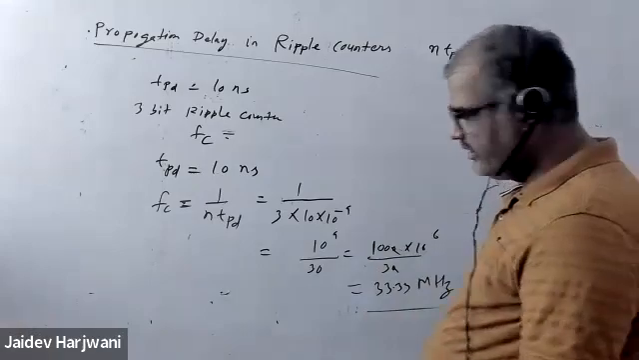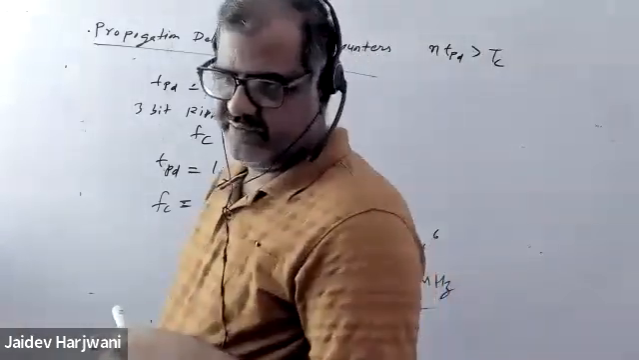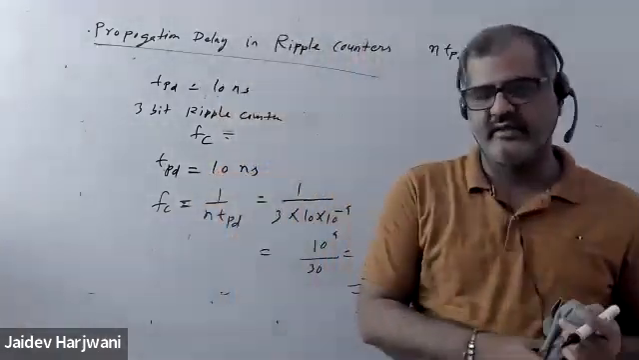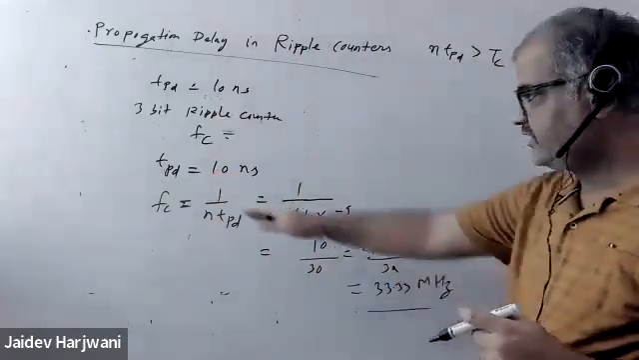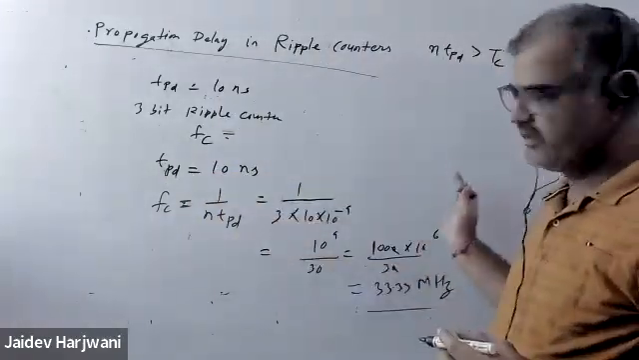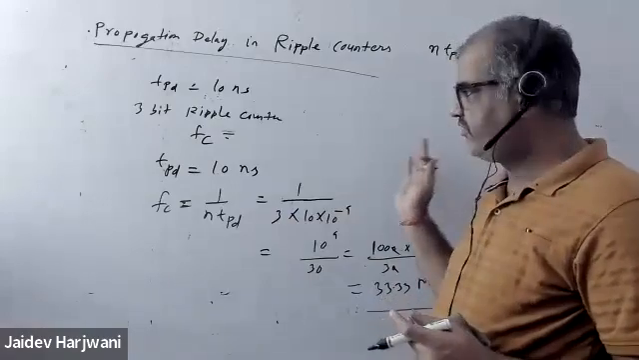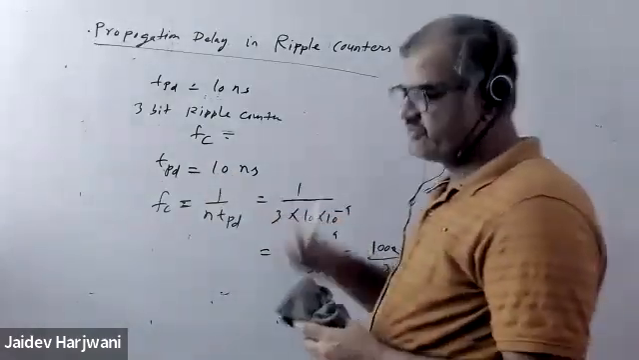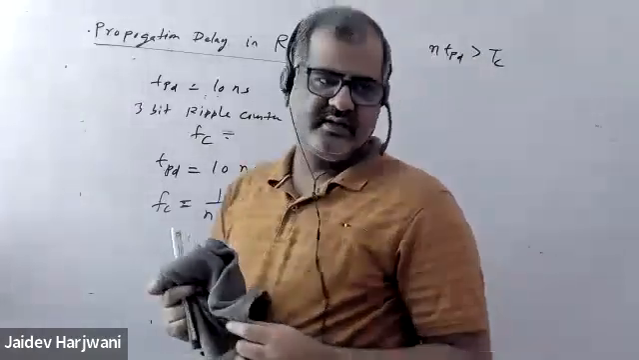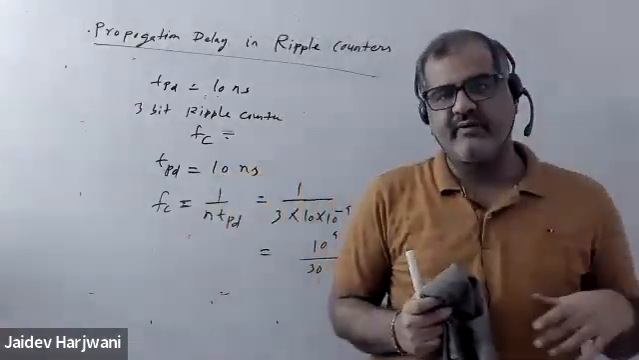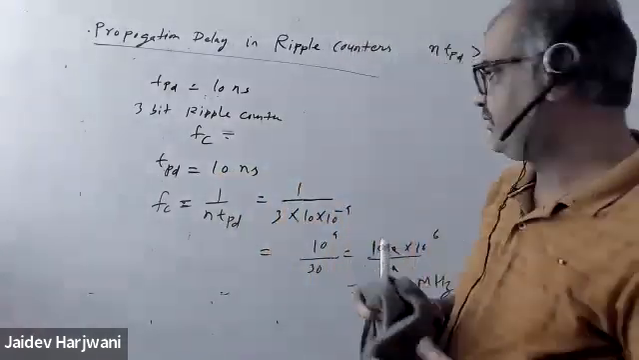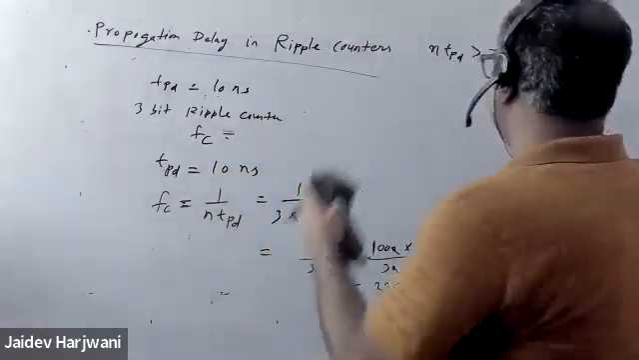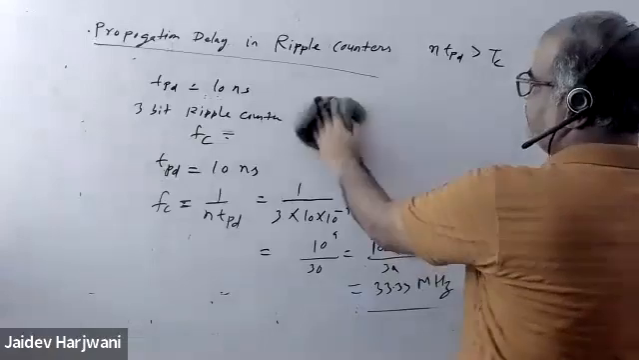So automatically, if you reduce the number of bits, the operating frequency increases. If you increase the number of bits or number of flip-flops, the operating frequency decreases. And this is why we say that a ripple counter is a slower counter, because of this limitation. You cannot apply high frequency.